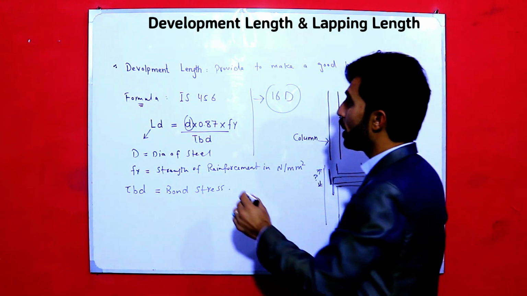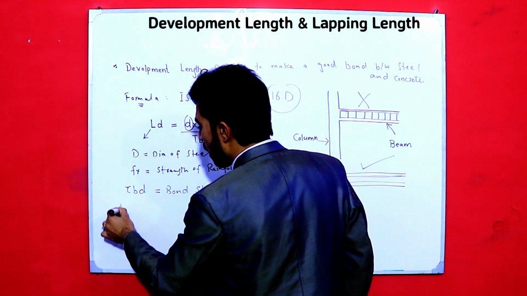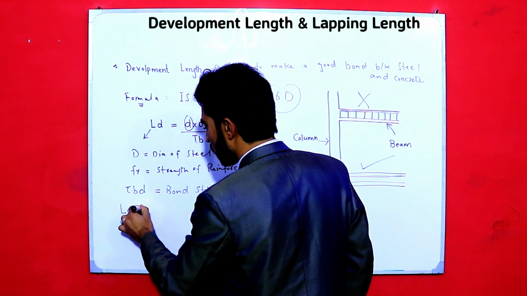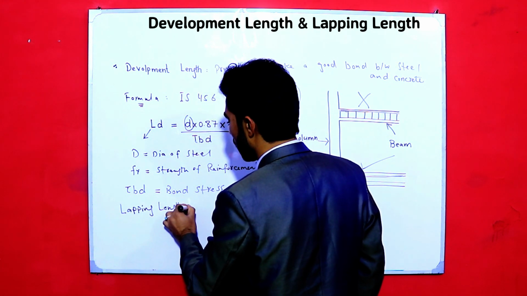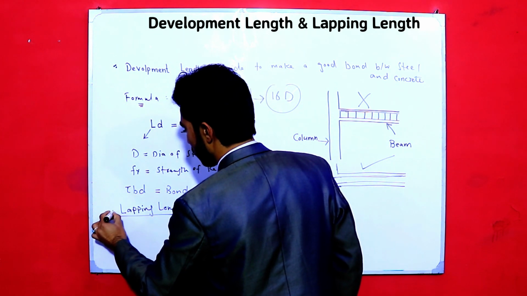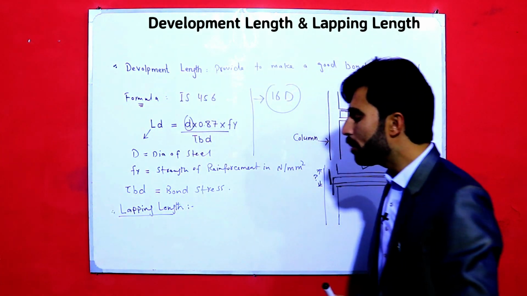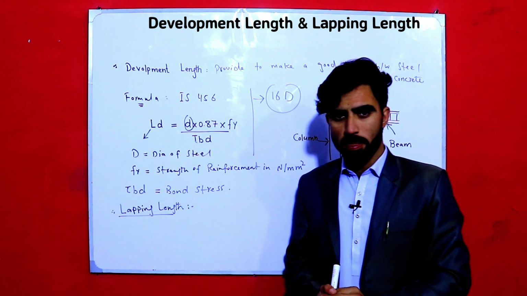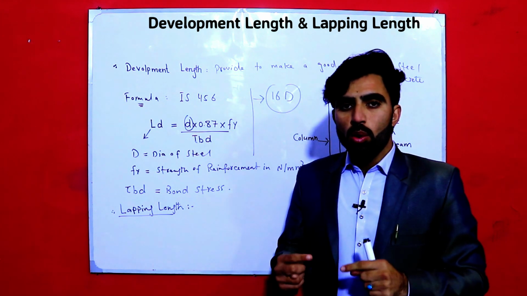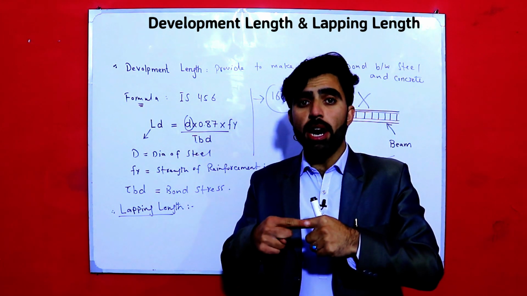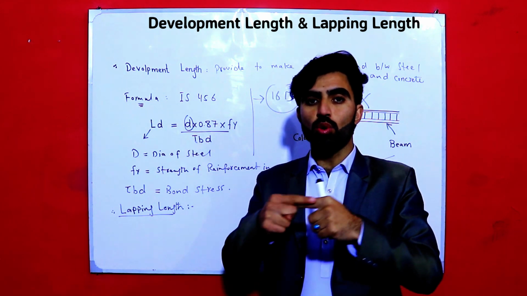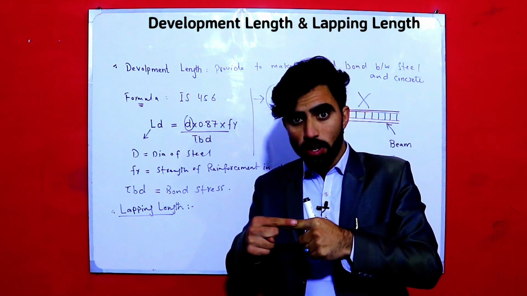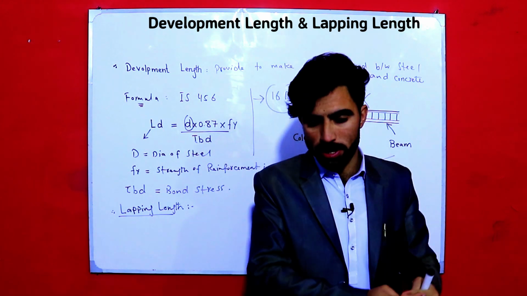Now guys, the second one is, what is lapping length? The second one is lapping length. So what is lapping length? Remember guys, lapping length is when we join one steel bar with another, or when we overlap one steel bar to another, to transfer the load from one steel bar to another.